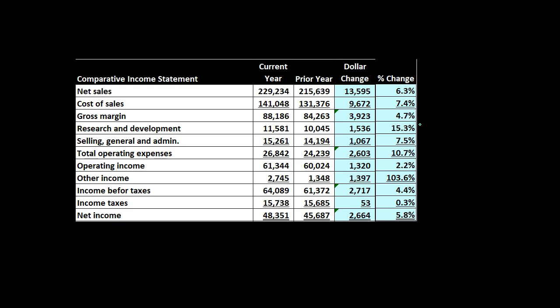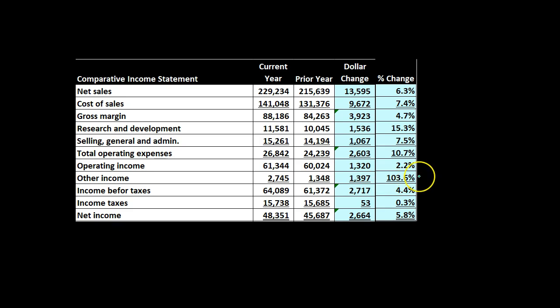The research and development went up by 15.3%. That's fairly high. We could dig into that and say, hey, are we doing more research and development? Is it paying off? What's the long-term objective on the research and development? Why is that going up? Selling and admin, it's fairly in the range. Total operating expenses, of course, is a function of these two, mainly the research and development going up. And then we have the operating income and we have the other income, which went up significantly. So we'd want to take a look at that. Why did that go up significantly?